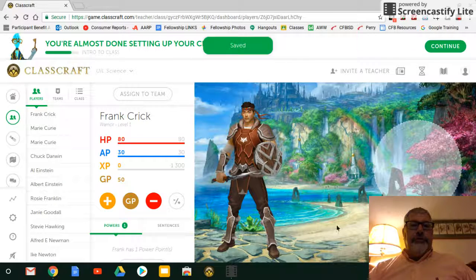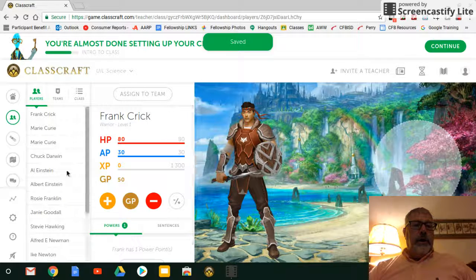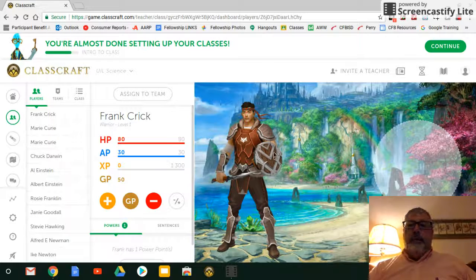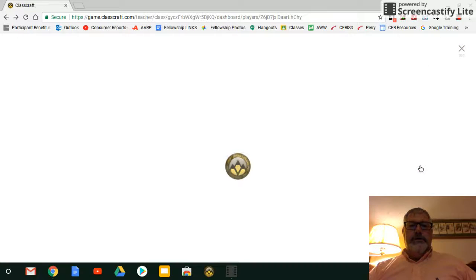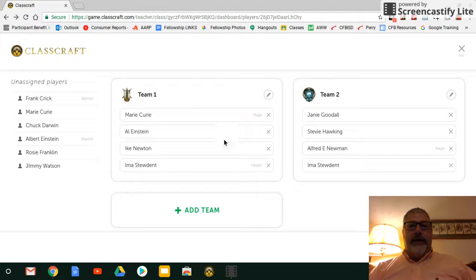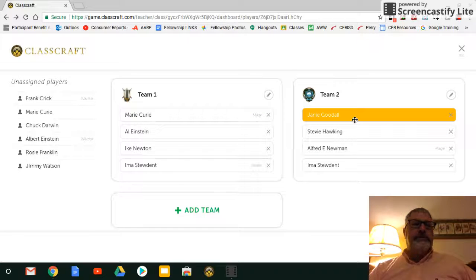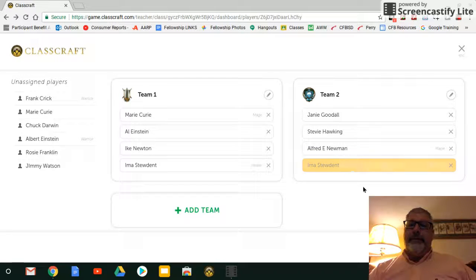So we've got this gentleman here. He looks like he's going to be a warrior here, and what they're going to do is work in a team. So he is actually in a team over here, team two, team one. And there's going to be some mages, some warriors, some healers, because they all have different powers and they can work together as a team.